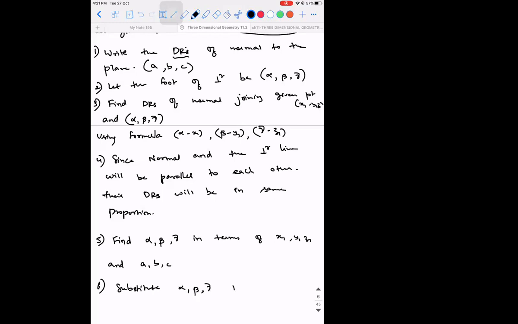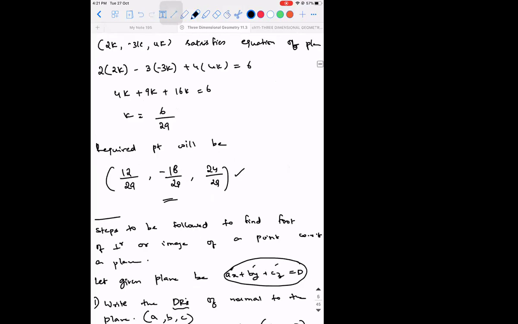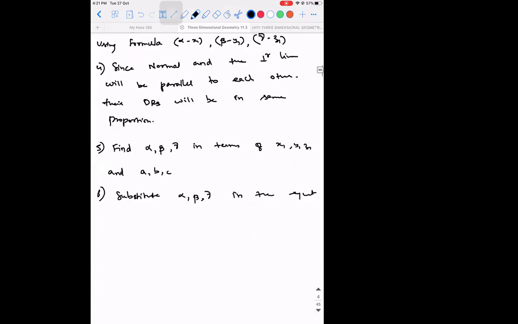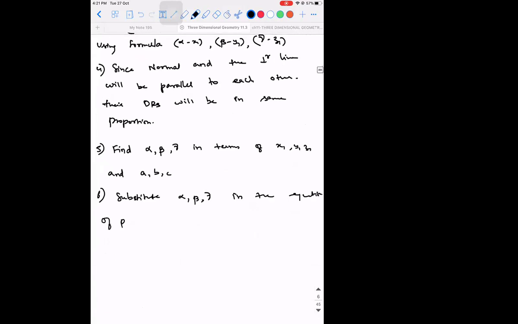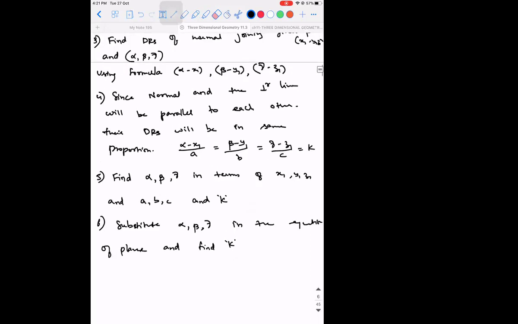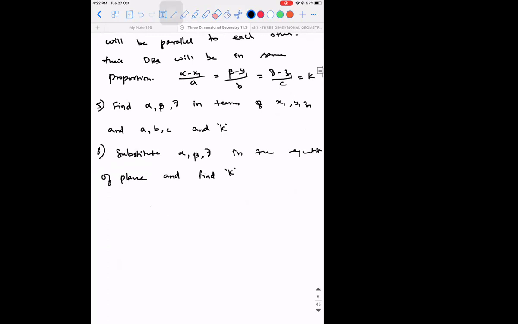Substitute alpha, beta, gamma in the equation of the plane. And what are we supposed to do? Find K. It will be like this: alpha minus x1 divided by A is equal to beta minus y1 divided by B is equal to gamma minus z1 divided by C is equal to K. So substitute alpha, beta, gamma in the equation of the plane and find K.